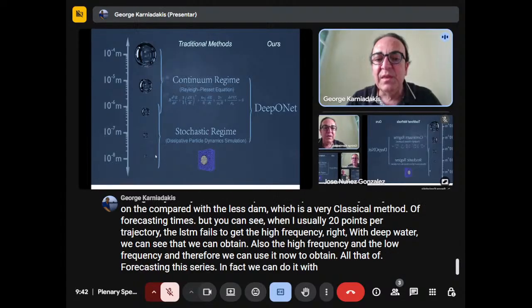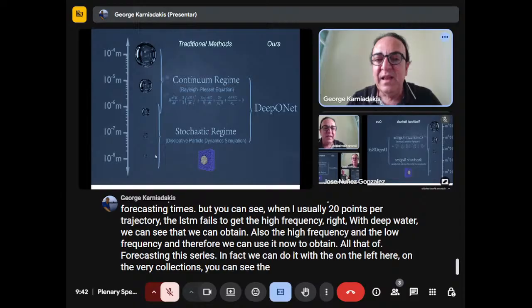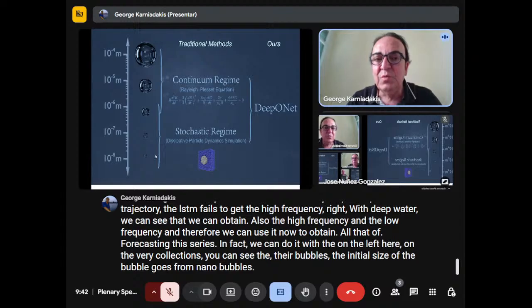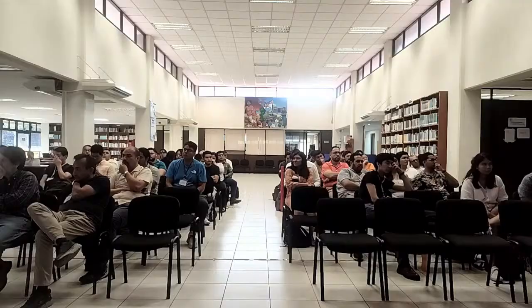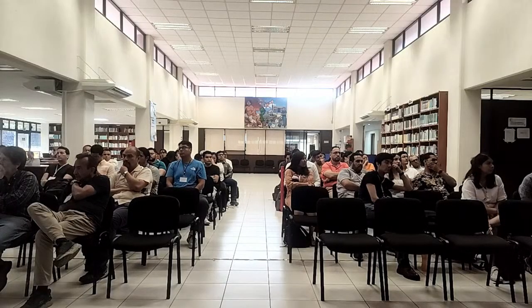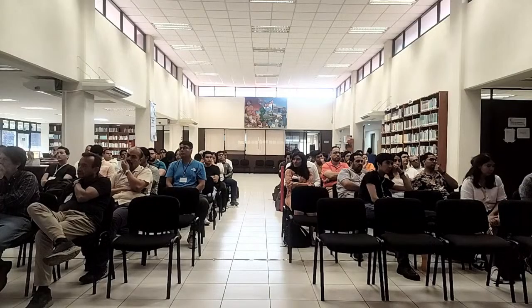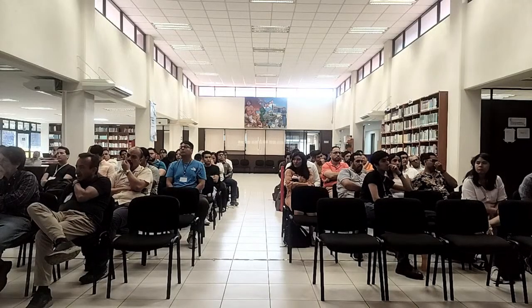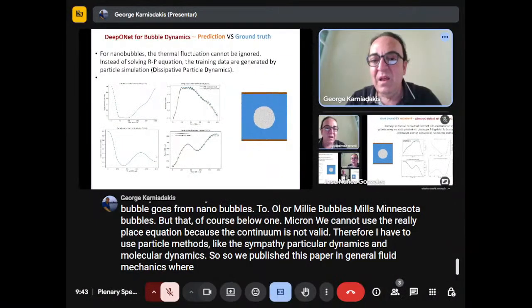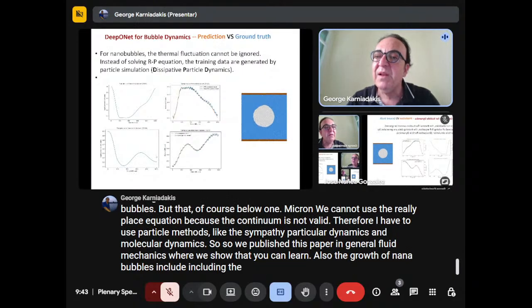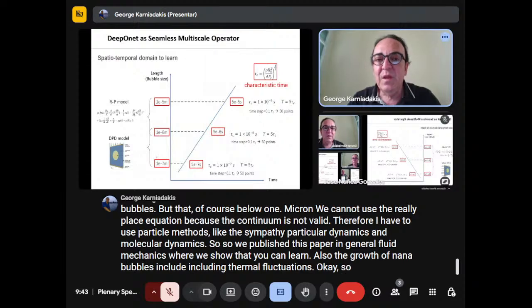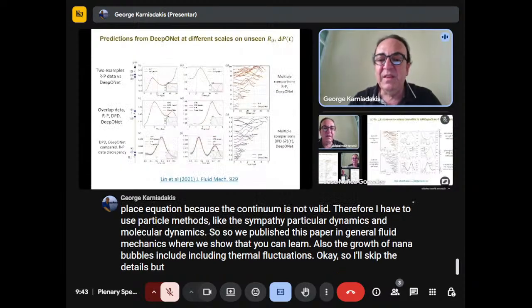In fact, on the left here on the vertical axis, you can see the initial size of the bubble goes from nanobubbles to milli-sized bubbles. But of course, below 1 micron, we cannot use the Rayleigh-Plesset equation because the continuum is not valid. Therefore, I have to use particle methods like particle dynamics and molecular dynamics. So we published this paper in the Journal of Fluid Mechanics where we show that you can learn also the growth of nanobubbles, including thermal fluctuations. Okay, so I'll skip the details, but in this paper by Lin et al.